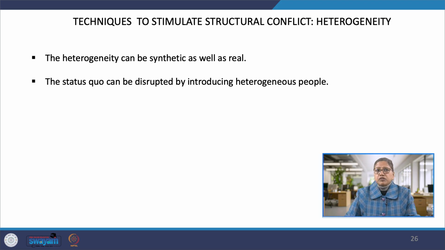The infiltrators may play the role of the proverbial devil's advocate. That means those who cite differing views from those who were earlier there in the organization. They ask questions, they target, criticize, inquire, and resist the homogeneous views of the organizational members. Either way, the status quo has been disturbed by introducing a heterogeneous group of people.